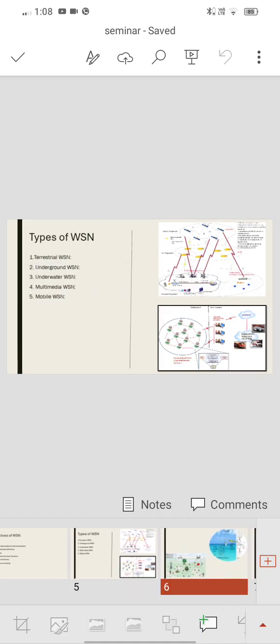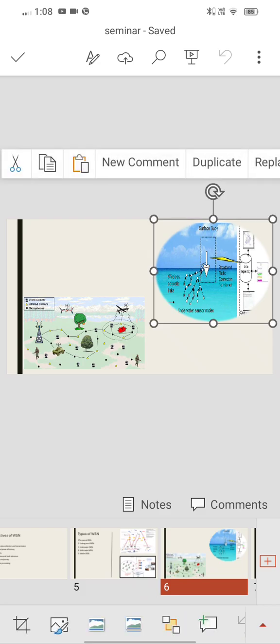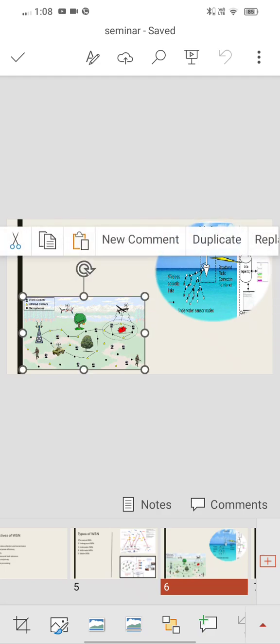Moving to the next slide, underwater wireless sensor network and multimedia wireless sensor networks are shown. An underwater network is a network of sensors and vehicles that are deployed underwater to perform monitoring and data collection tasks. Next is a multimedia wireless sensor network that can capture and send multimedia content such as video, audio, and images.